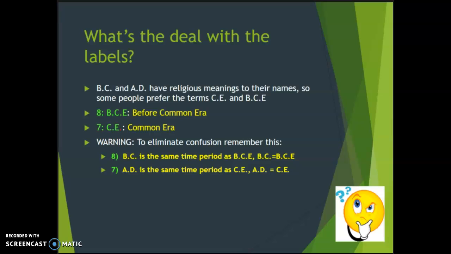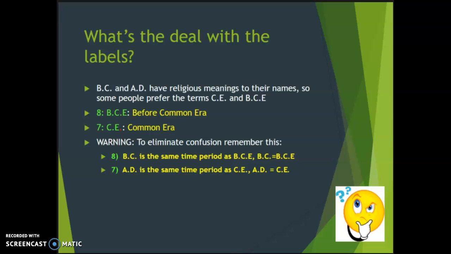Now here's where it's going to get a little bit confusing with a little bit of an alphabet soup here. So I'll try to say this as slow as I can to not confuse you. Because BC, before Christ, and AD, in the year of our Lord, have religious meanings, there are some people who like to use a different system. That other system is what's called Common Era, or CE, and before Common Era, BCE.